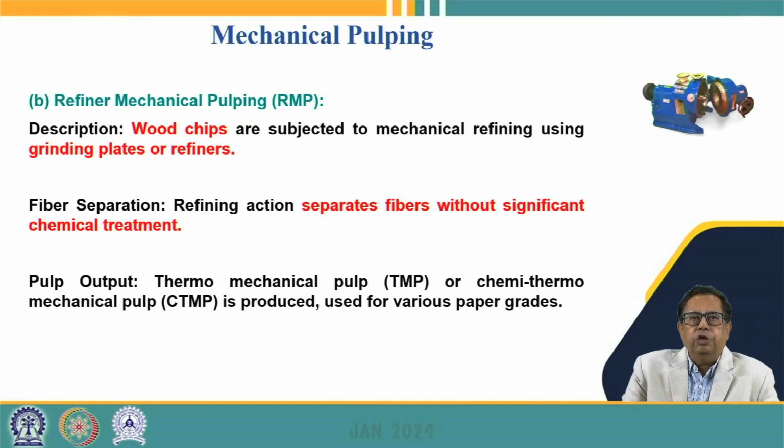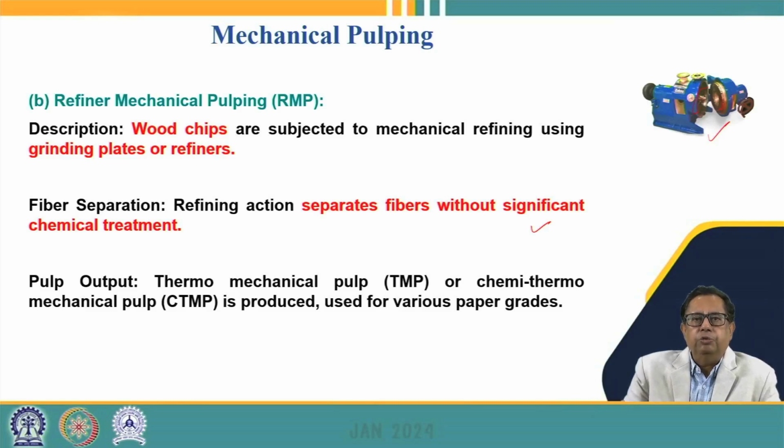Similarly, we can also go for refiner mechanical pulping, where logs are not used, but wood chips are used, and these wood chips are taken to a mechanical refining process where we use grinding plates or refiners, as you can see here. These are the grinding plates being used for grinding of these wood chips, and this refining action may separate out the fibers without using significant chemicals, and this may lead to the generation of the pulp.